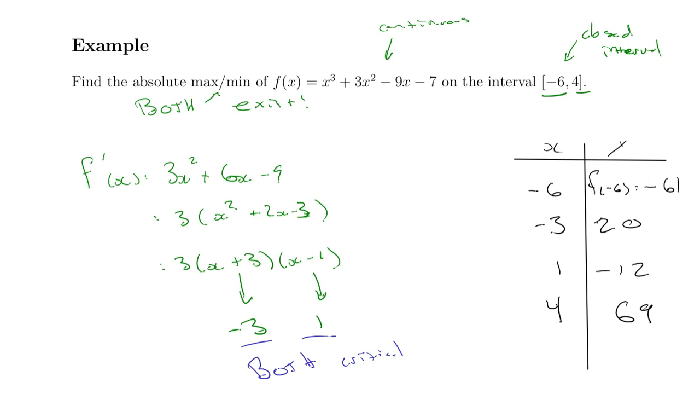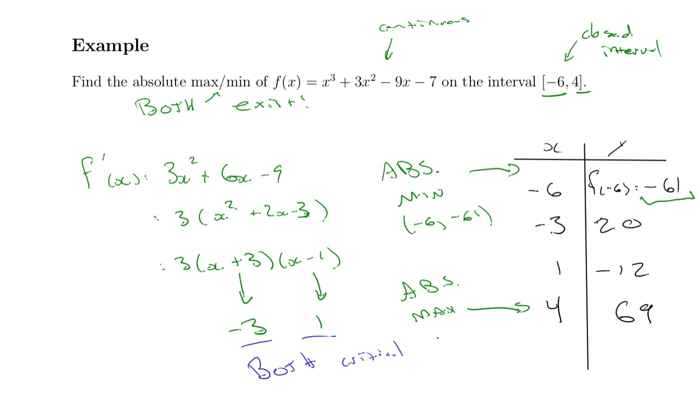So what we can do is just compare the y values and notice that this one here is the smallest. So that means our absolute min is at -6, -61. And our absolute max is at 4, 69. Now, a lot of times we'll just refer to these by the y values. So we'll say the absolute minimum is -61 and the absolute maximum is +69. We'll just look at the heights of these things.